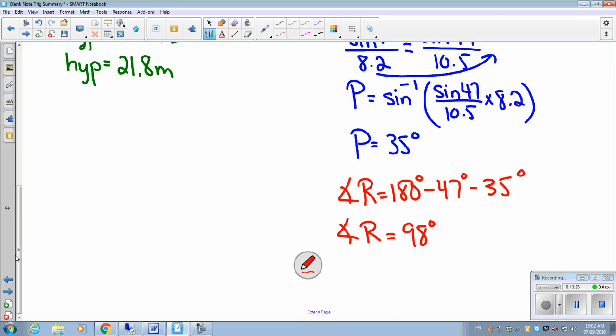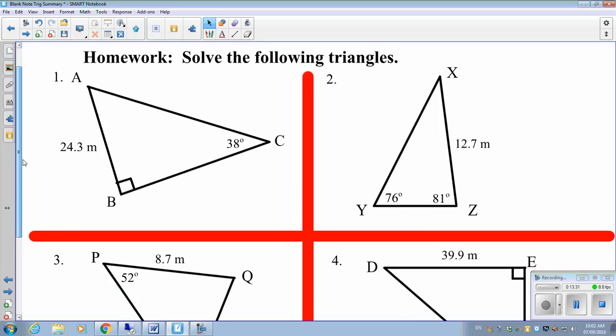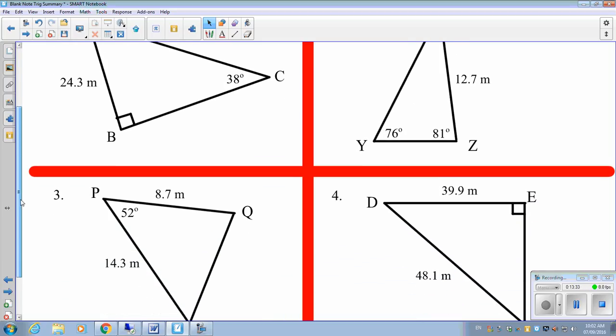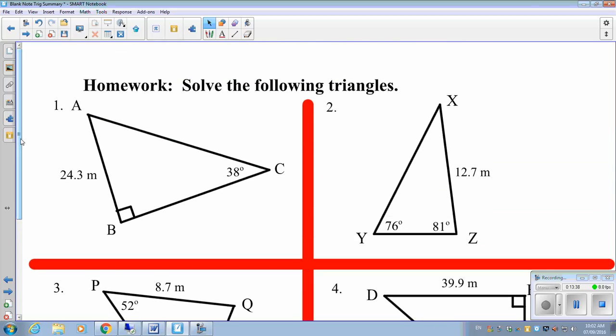That leaves for you guys, if you go to the next page, 4 questions to try on your own. So make sure you've printed this note out, filled it in, and try those 4 questions.